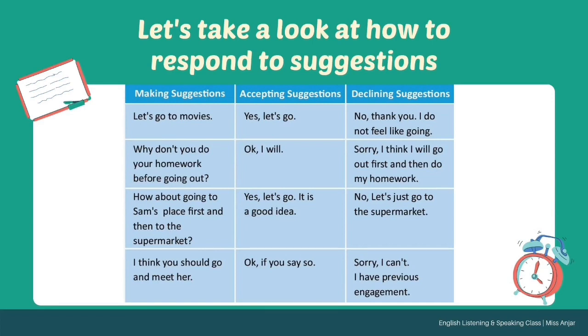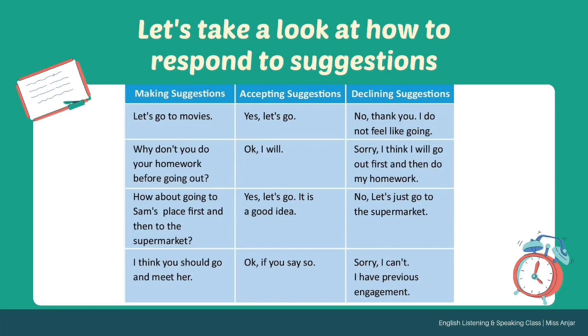For example, your friend says, oh, let's go to the movies, and you think, oh yeah, you like it. I think the suggestion is a good idea, and you may say, oh yes, let's go. But if you don't think that's a good idea, you should say, no, thank you, I don't feel like going, because you had something to do. And yeah, you may decline that suggestion.